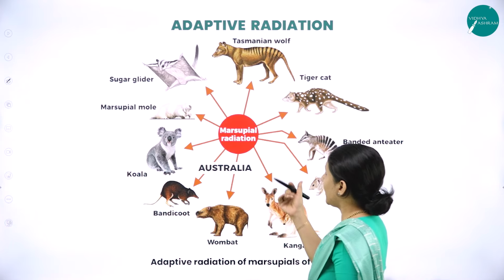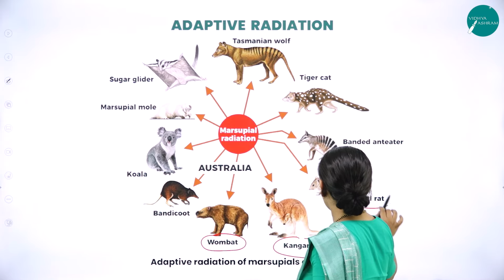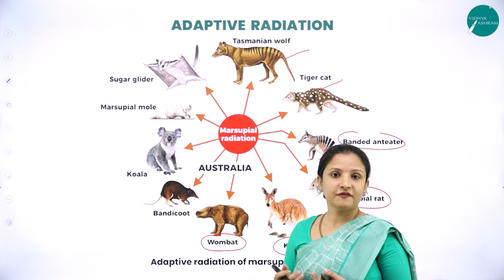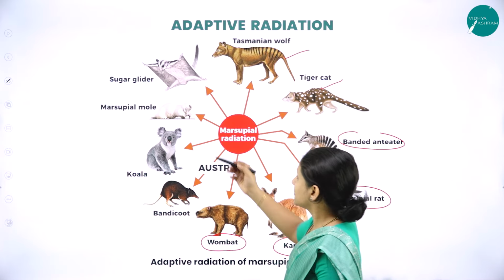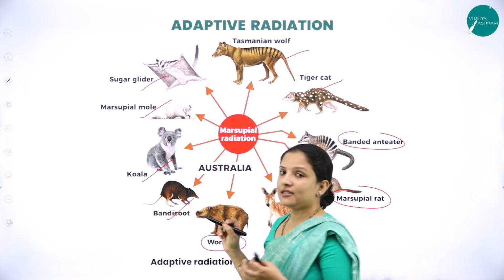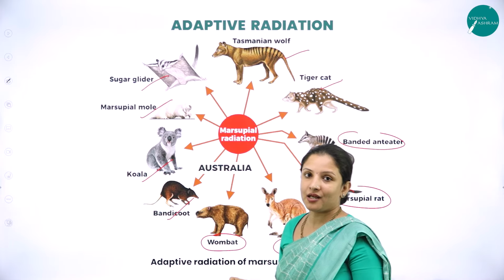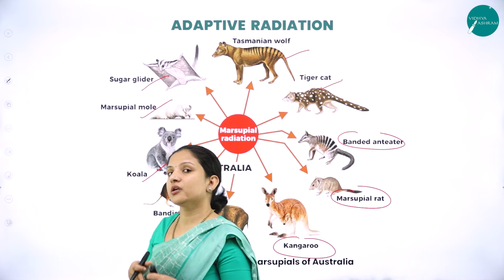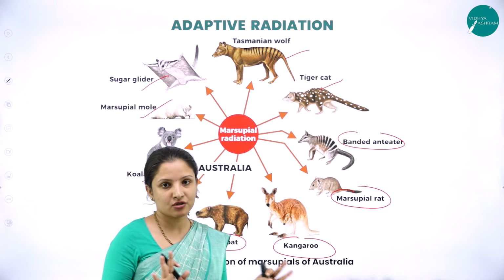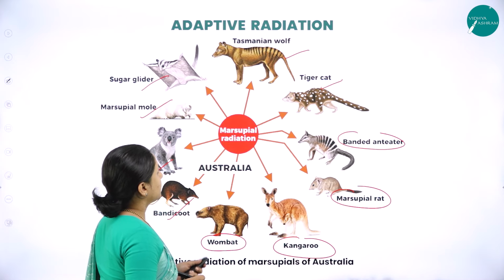For example, we have the wombat, which is a marsupial species, the kangaroo, the marsupial rat, the banded anteater, the tiger cat, the Tasmanian wolf. The Tasmanian wolf is extinct today, it is not there. Then the sugar glider, then we have the marsupial mole, the koala, the bandicoot. All these are marsupials which are found only in Australia and not in any other region. But they originated in one particular region in Australia and got distributed throughout Australia in different habitats or geographical areas. So therefore, this is also one of the best examples for adaptive radiation.